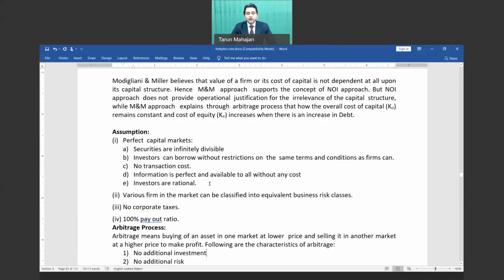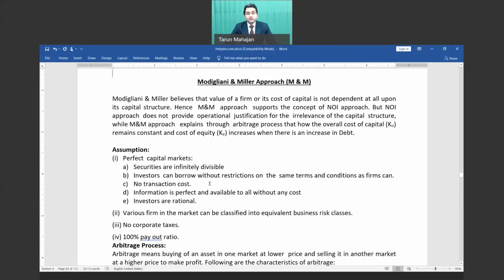See, the Modigliani and Miller approach also has the same conclusion as the NOI approach. NOI approach says that even if you borrow money, your overall cost of capital will remain the same and the market value of the firm will also remain the same. M&M is also saying the same thing. Even if you change the capital structure, even if you start to borrow money, overall cost of capital will remain the same and the market value of the firm will also remain the same.